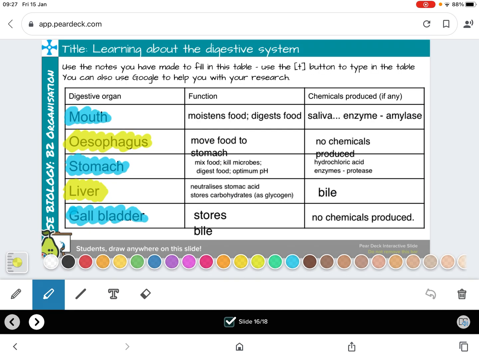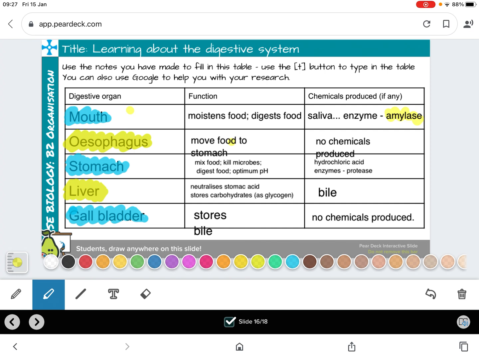And then I asked you to finish off by completing this table. So the mouth moistens food and digests food, and the chemicals used to do this are in saliva. Saliva moistens the food, and inside the saliva is this enzyme called amylase that's going to start breaking down the starches. The esophagus moves food to the stomach. In the esophagus there are no chemicals produced, so it's just a physical squeezing of the muscles to get it to the stomach.